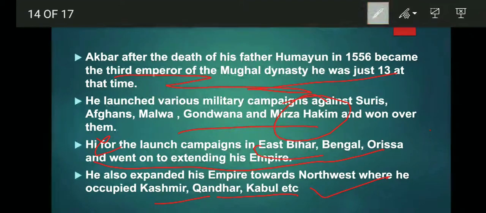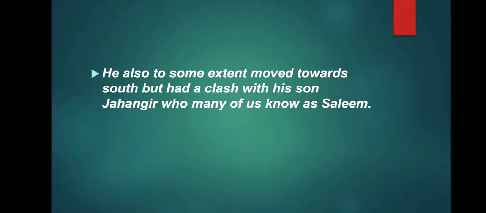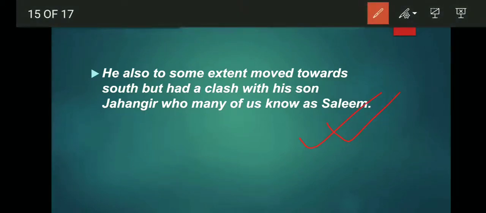Now he also moved to some extent towards the south, but had a clash with his son Jahangir, whom many of us know as Salim. He was moving towards the Deccan, but in the course of time he had a very big clash with his son Jahangir, because Jahangir basically wanted to come to power. So many obstacles and hurdles came in the way of his Deccan campaign. These were some of the campaigns he launched during his reign. I have not discussed them in major detail, but I have touched each aspect of the topic.